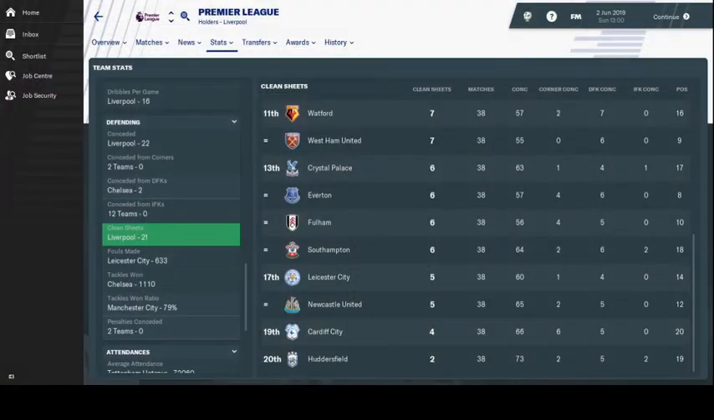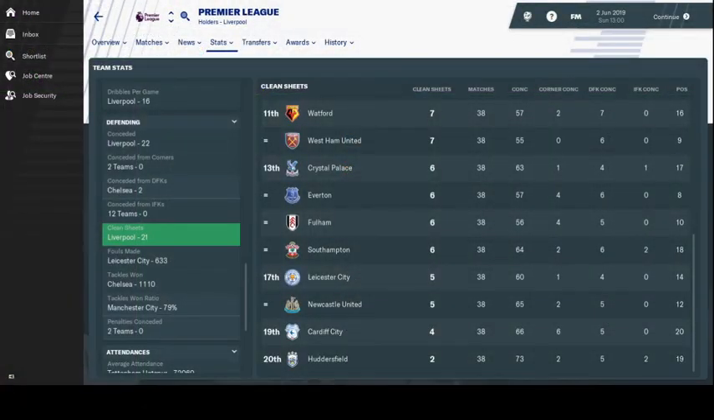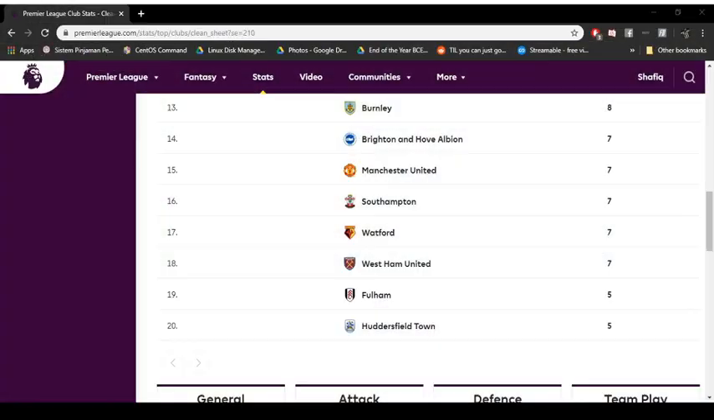We could see Huddersfield being bottom with 2. Well, the results are still the same, they are still bottom of the league in clean sheets. But in the real life one, they collected 5. For this one, they collected only 2, followed by Cardiff City with 4 and Newcastle with 5. Over here, we could see Fulham collected 5, while West Ham collected 7.